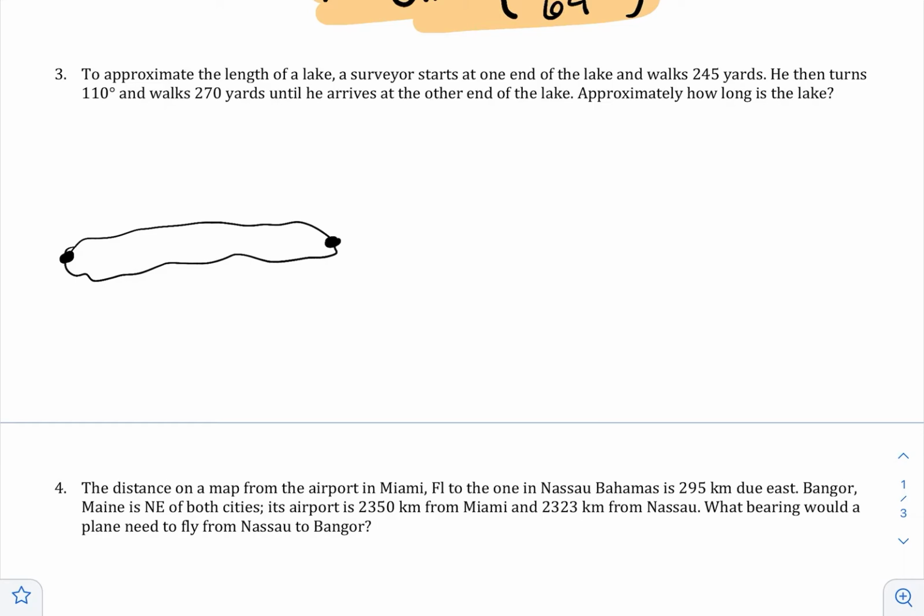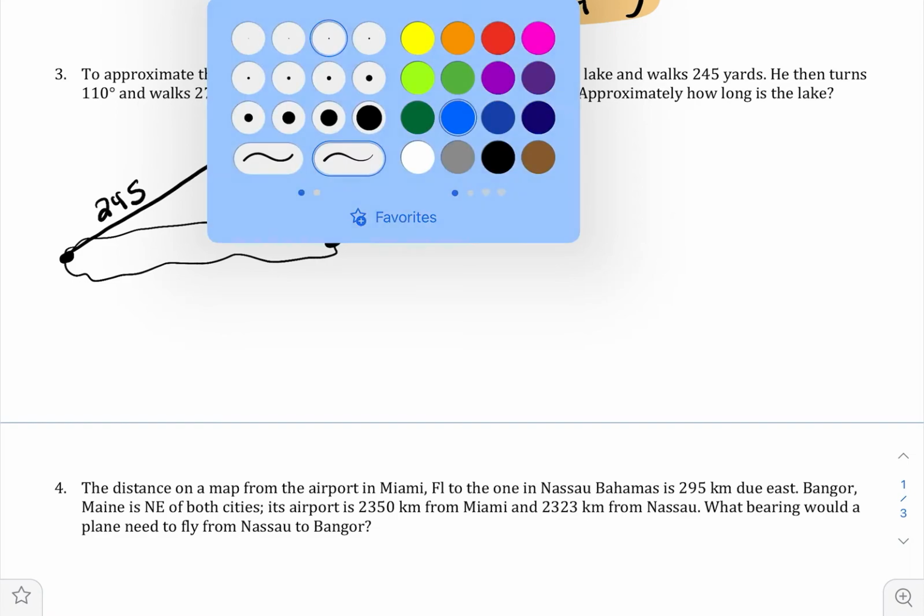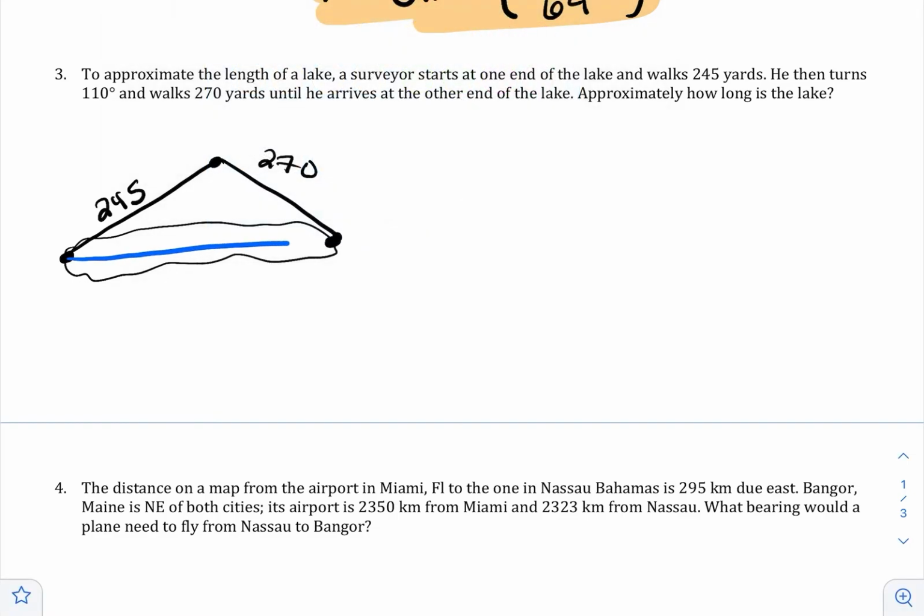I'll start on the left, but the diagram would look the same. And he starts to walk 245 yards. He then turns and walks 270 yards. Not drawn to scale because my 245 looks a little bit bigger than my 270. And we want to know from there, how long is the lake? Now, the tricky part here, and something that I've seen people make mistake, is where do they place the 110? So many people would place it here.